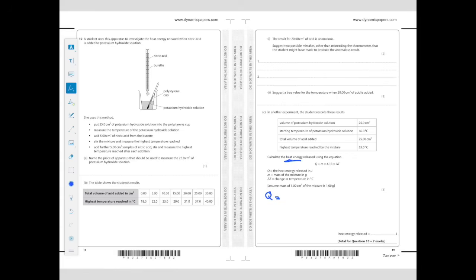Mass of the mixture, so you need to add those two volumes together. So 25 plus 25 is 50, times the specific heat capacity, which we've been given, is 4.18, times the temperature change, which we know goes from 16 to 35, meaning that there has been a 19-degree increase. And then when you pop that into your calculator, you get a value which is 3970 to 4 significant figures.